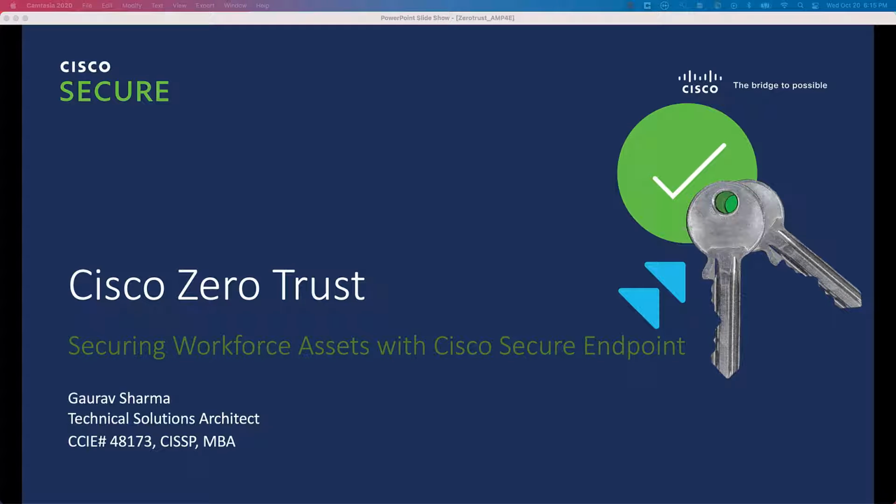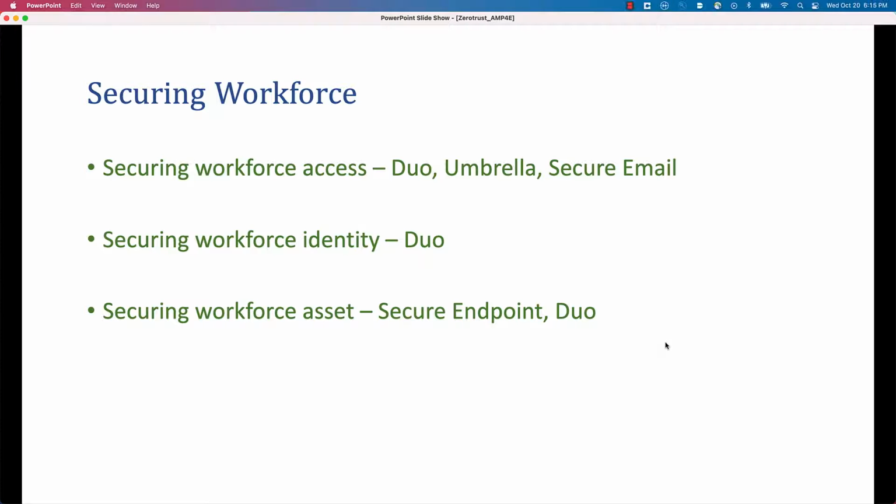Hey guys, this is Gaurav Sharma, and today we're going to talk about how to secure your workforce assets using Cisco Secure Endpoint. In the previous videos, we have talked about how Zero Trust is not a product, but an architecture, and how Cisco has divided its Zero Trust strategy into three major use cases: securing your workforce, workload, and workplace. In this video, we're going to be talking about securing your workforce.